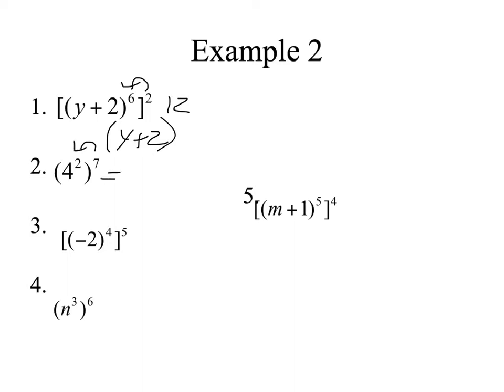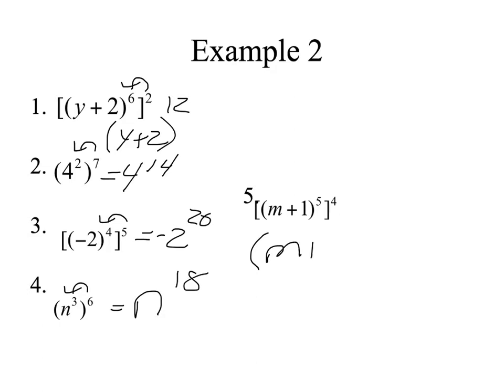7 times 2 gives me 4 to the 14th. 5 times 4 gives me negative 2 to the 20th. 6 times 3 gives me n to the 18th, and 5 was just like the first one. I'm going to get m plus 1 to the 20th, 4 times the 5.